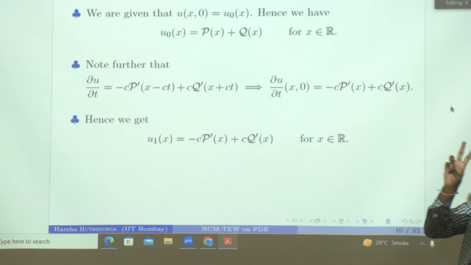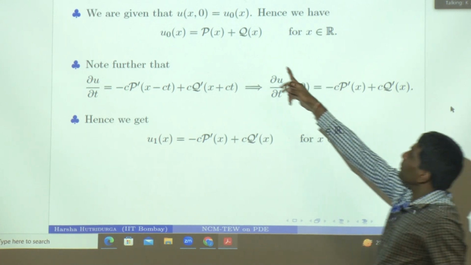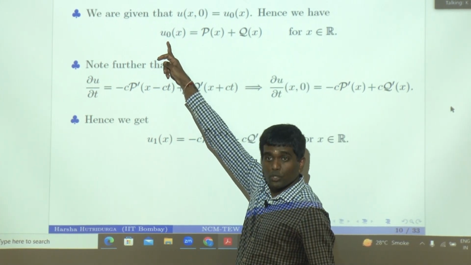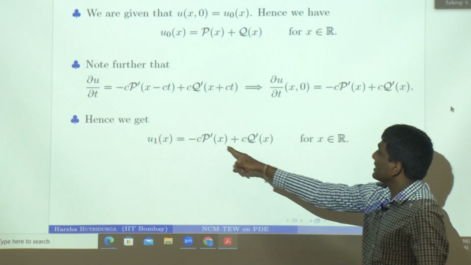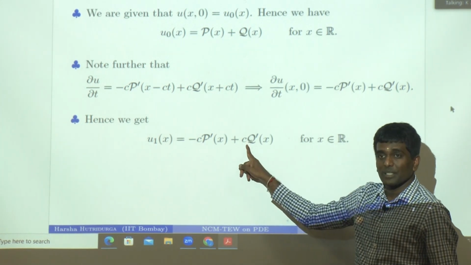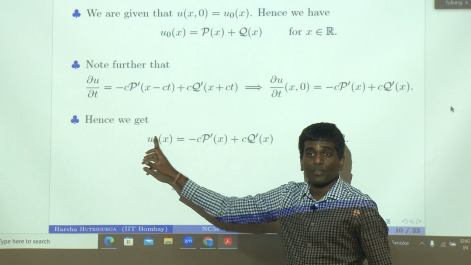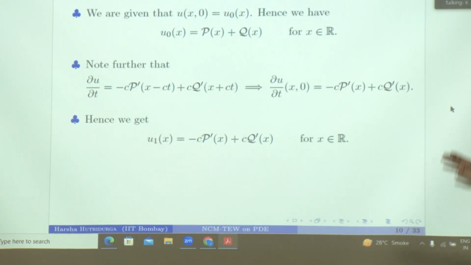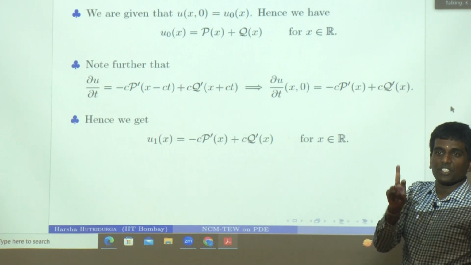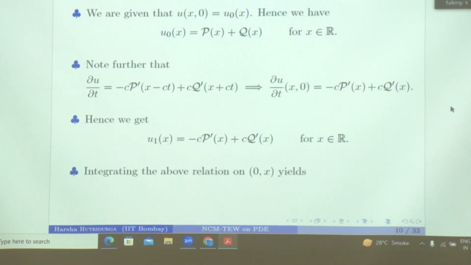Okay? You are looking for two functions p and q such that their sum at every point in R equals your given function u naught, and the sum of their derivatives with coefficients minus c and plus c should be equal to that other given function u1. So now we have to use these two pieces of information to find those functions p and q. Okay? That's what we will do.